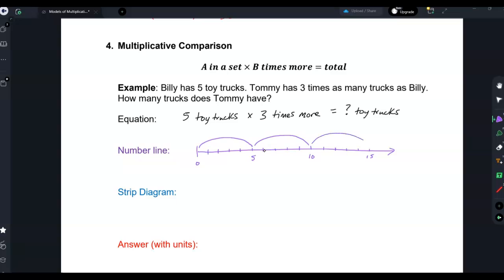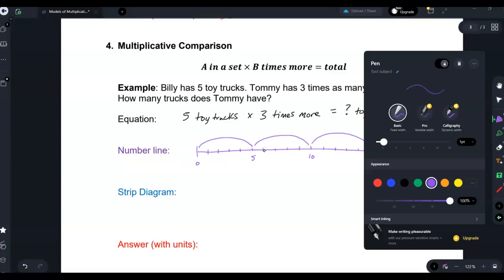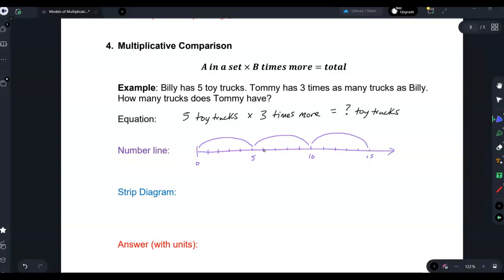And again, for multiplication, we use big hops. So where did I end up? I ended up with 15, and that's my answer here. For the strip diagram, same idea. Usually when we do a strip diagram, we are used to drawing one thing on top and one thing next to it, comparing 2 things, or we've got a whole and the parts. That's not what we're doing here.